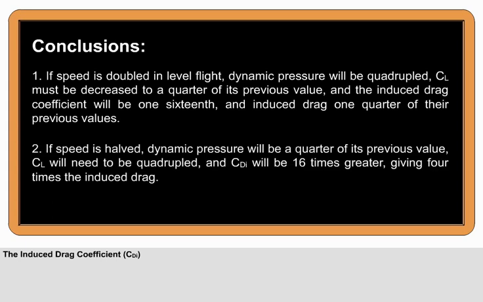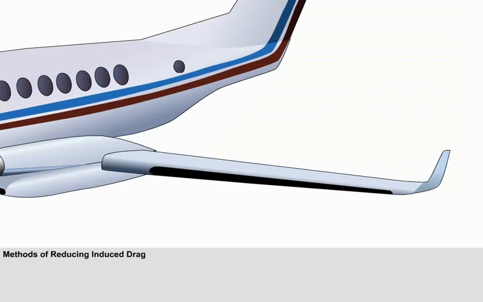If speed is halved, dynamic pressure will be 1/4 of its previous value, CL will need to be quadrupled, CDI will be 16 times greater, giving 4 times the induced drag. From what you have seen in this lesson so far, you will know that induced drag is low at high speeds, but at low speeds it comprises over half the total drag.